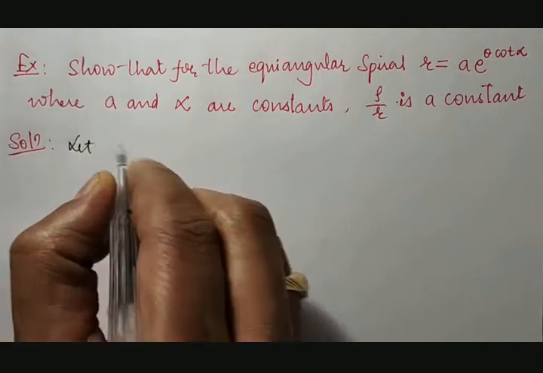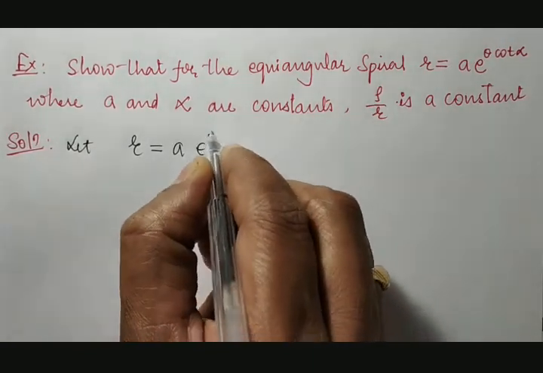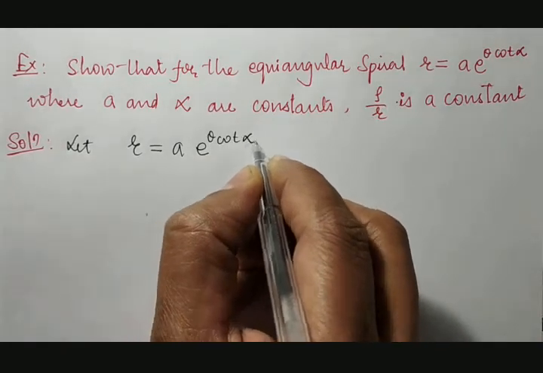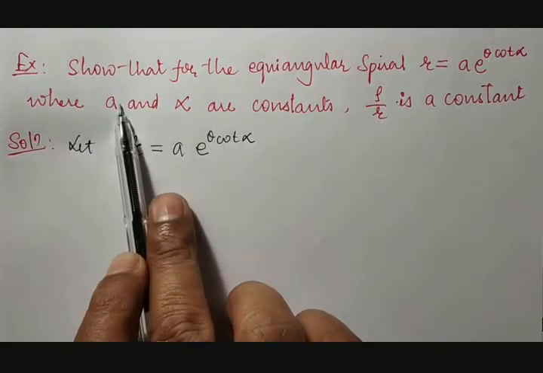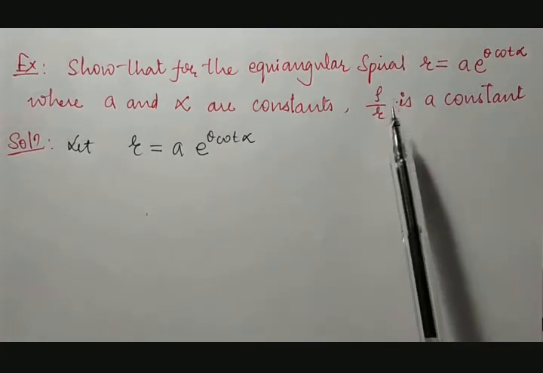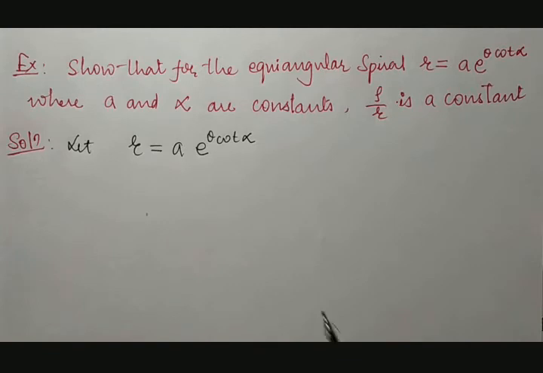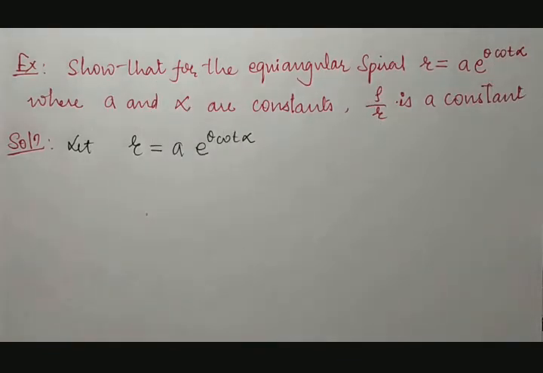Let me consider the given curve: r is equal to a into e raised to theta into cot alpha, where alpha and a are constants. Then we need to show that rho by r is constant. Please be careful, rho by r is constant. Nowhere did he use the words obtain the radius of curvature.